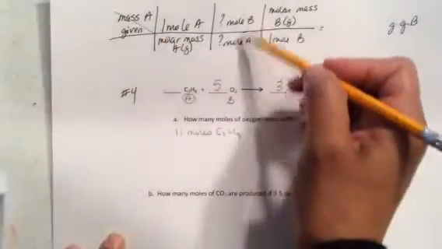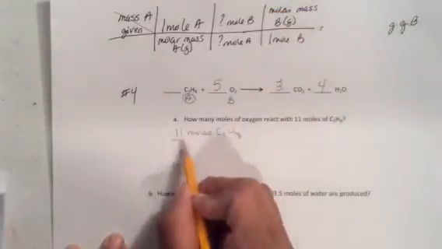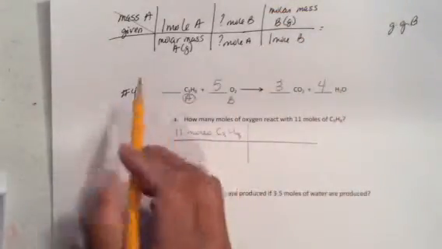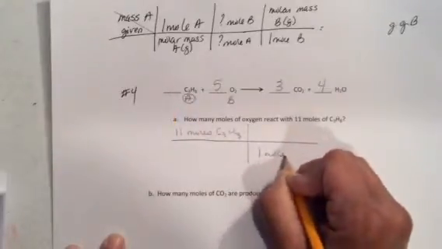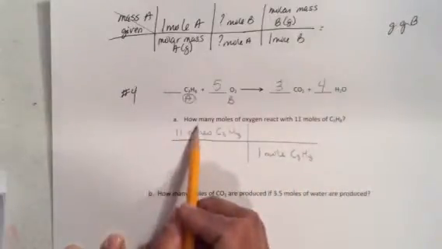And I need to do the mole conversion. I want to know moles of oxygen. That would be here. So I stop right there. So I'm going to put 1 mole of methane on the bottom from the balanced chemical equation. And I have 5 moles of oxygen.